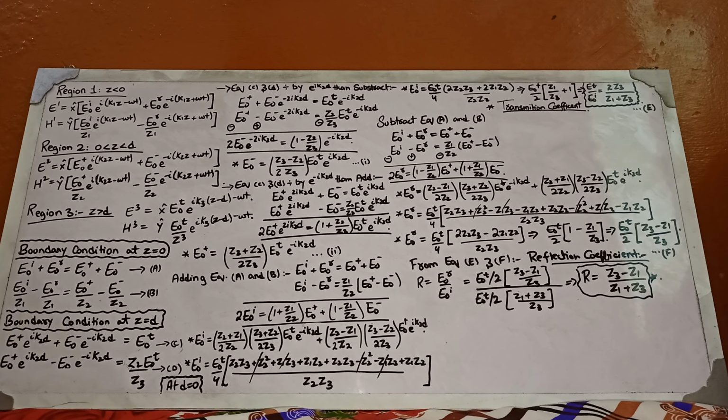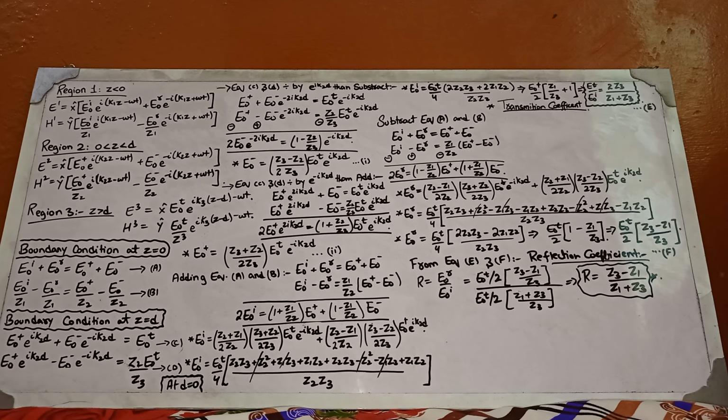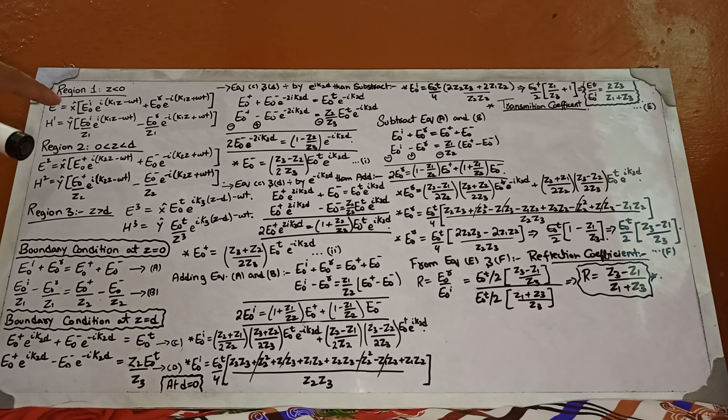So these are the final results of the electric and magnetic field in region 1, where your electric field in the first region is x cap, because the direction of the electric field, you know, is in the x direction. So x cap times E naught I, which is the amplitude of the incoming wave of the electric field, and e to the power iota k1z, which is the wave propagation, minus omega t.